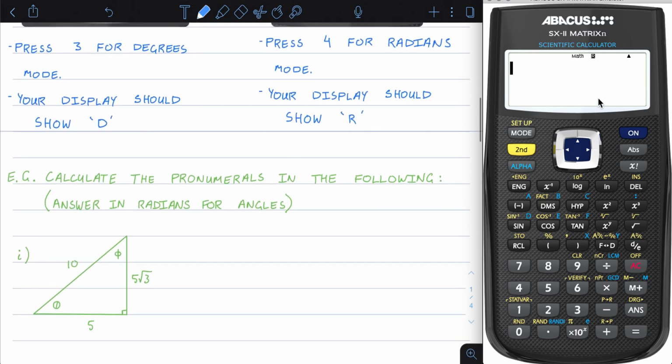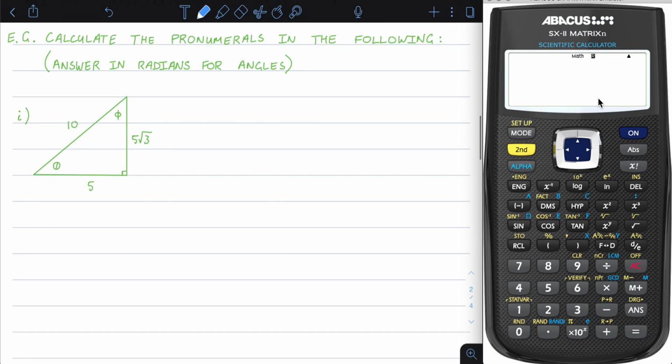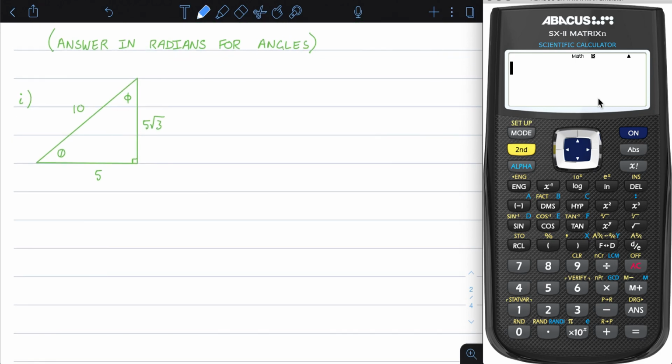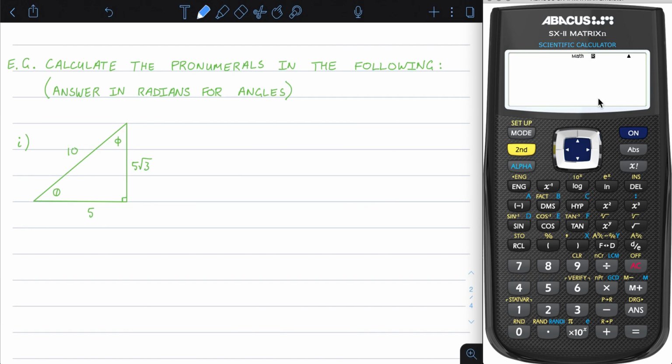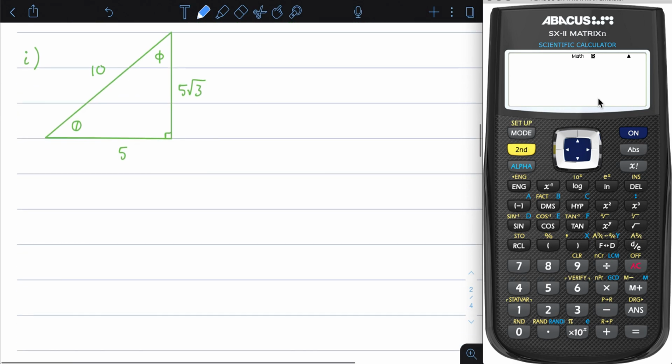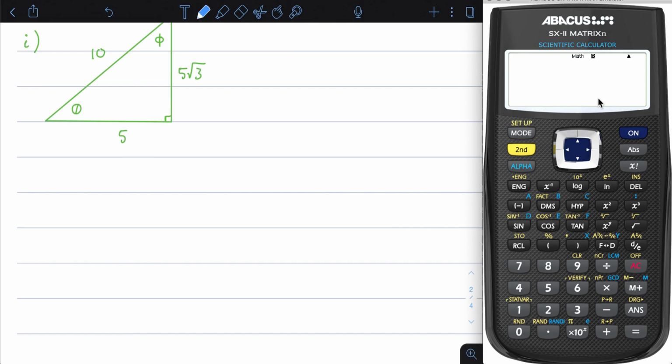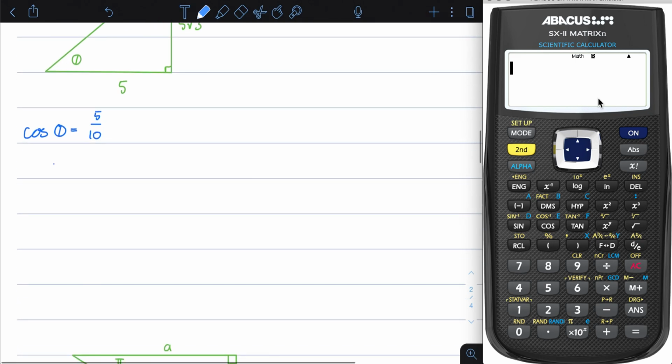Well, now that it's in radians mode, let's do some calculations with radians. Here we go. Let's solve the pronumerals in the following. Answer in radians for angles. Well, let's answer first for theta. I'm going to be using cosine for theta here. So cosine of theta equals 5 on 10. Theta equals the inverse cosine of 5 on 10.